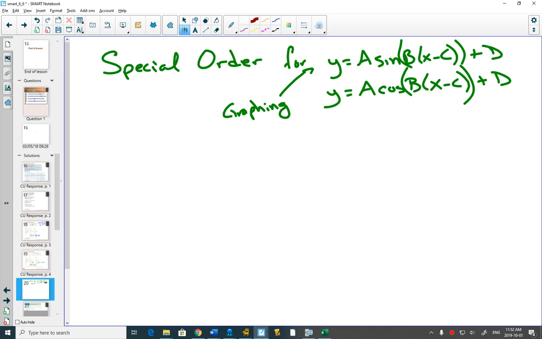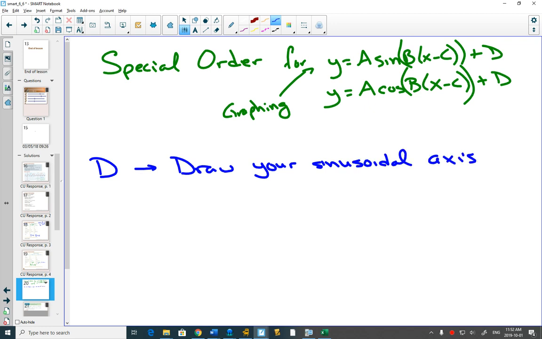Here's the special order. And it's different than what we did for our transformations. And this special order only works for sine and cosine, but it will allow us to graph these quick and easy. You're going to start with your d value. Your d value is your sinusoidal axis. That's the first thing you're going to do. Graph your sinusoidal axis.